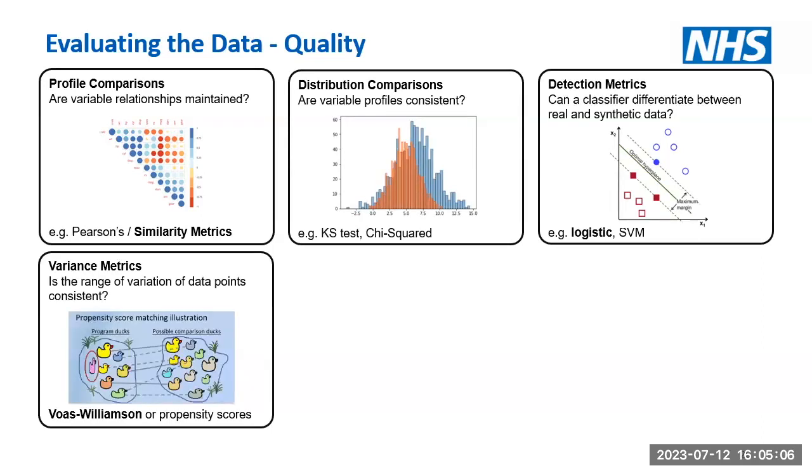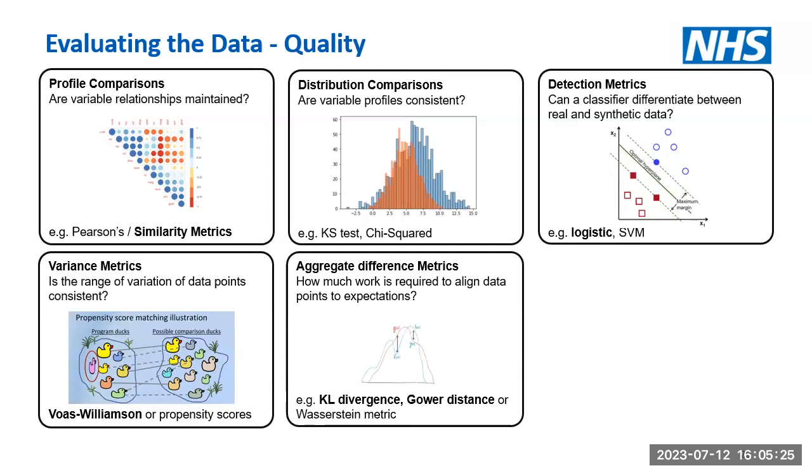Next, you want to say, is the range of various data points consistent within my data? And we use propensity scores for that. So this is an example of ducks, where it's essentially saying, do I see this duck in my real and my synthetic data? Do I see this one? Do I see this one? What's the actual difference? So it's a row-by-row comparison.